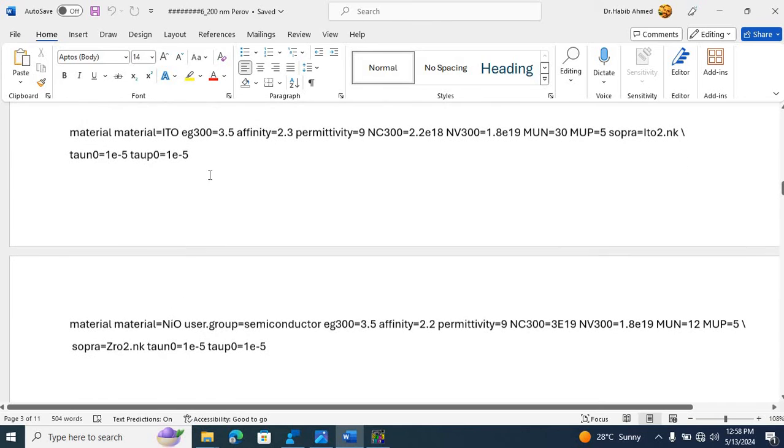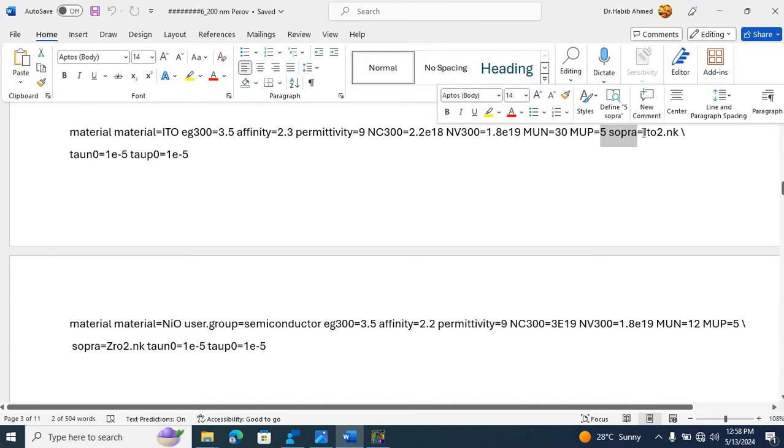Then I've introduced the material properties for indium tin oxide. Here is the band gap, electron affinity, permittivity, density of states in the conduction band, density of states in the valence band, the electron mobility, the hole mobility.